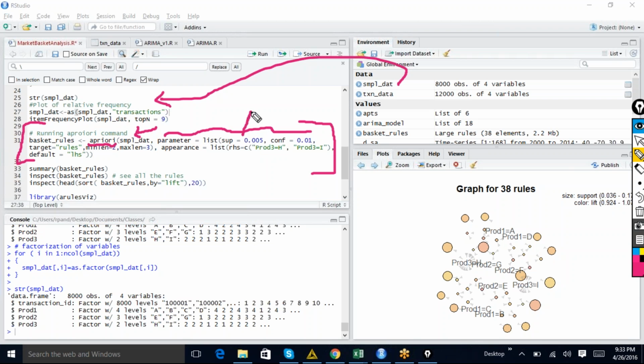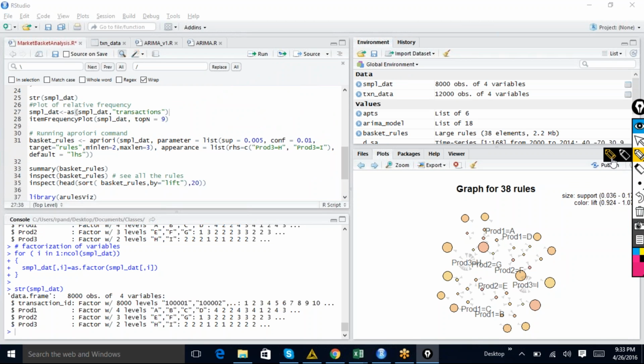So for example, here we are saying support has to be 0.005. This is in fraction. So if you multiply this by 100, this will give you the percent, right? So we are saying at least 0.5% of the transactions should have that sort of rule. That is what we mean by support. And confidence, we are saying, has to be at least 0.1. So if there is a rule which has confidence lower than 0.01 or support lower than 0.005, let's not consider that rule. I'm not interested in those rules where the support is not at least 0.005 and the confidence is not at least 0.01, right?